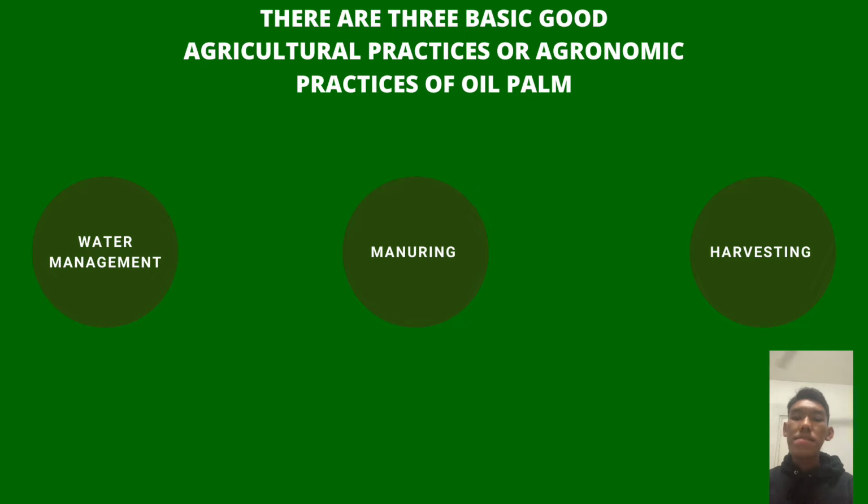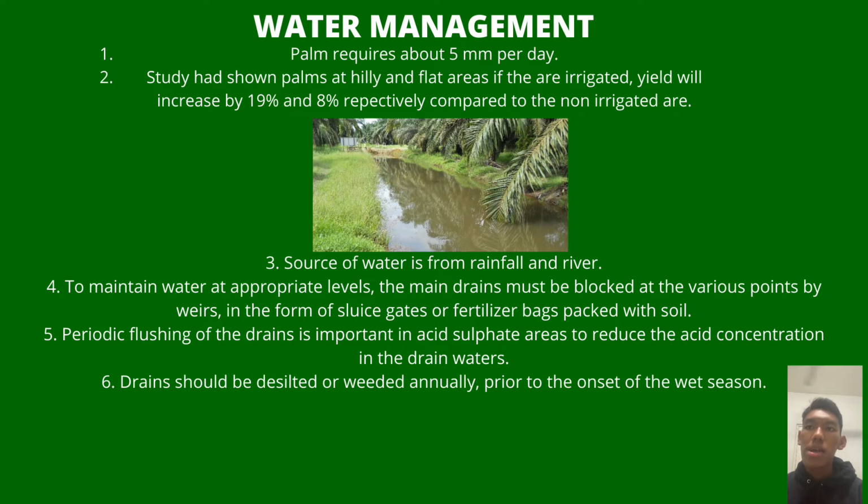Next, there are three basic good agricultural practices or agronomic practices of oil palm: water management, manuring, and harvesting. Next is water management. Palm requires about 5 mm of water per day. Studies have shown that for palm in hilly and flat areas, if they are irrigated, yield will increase by 19% and 8% respectively, compared to non-irrigated palm relying on rainfall and river as the source of water.